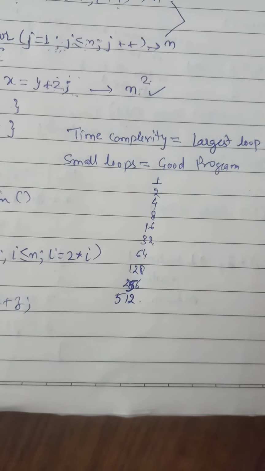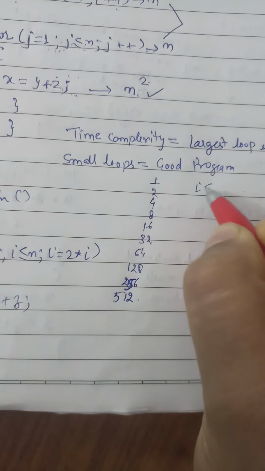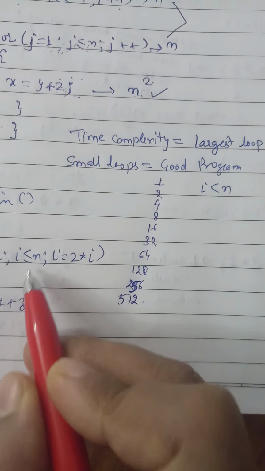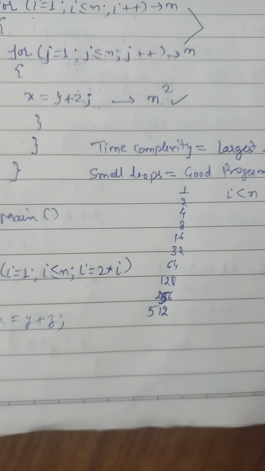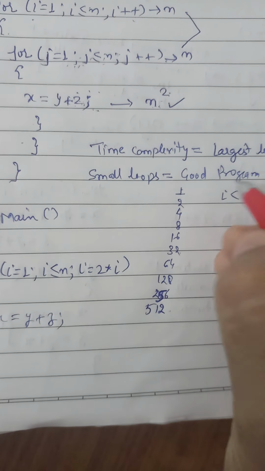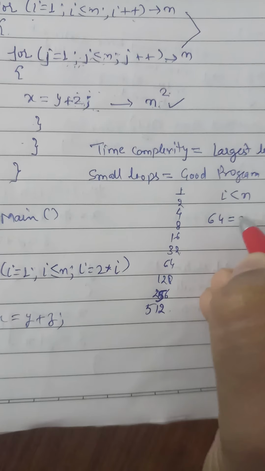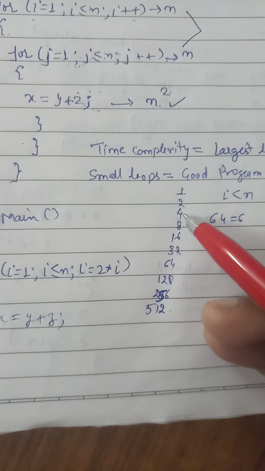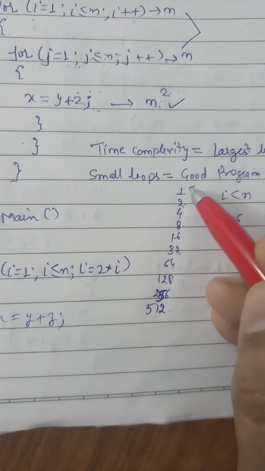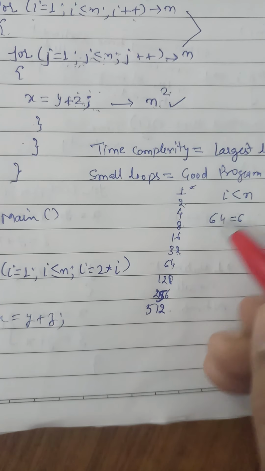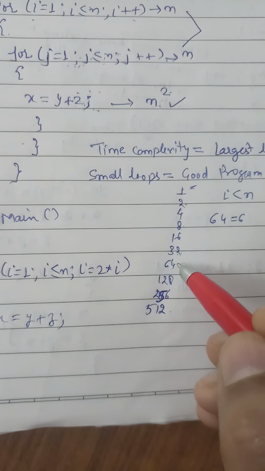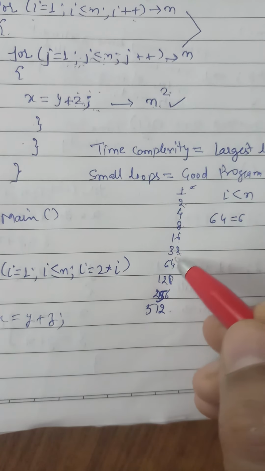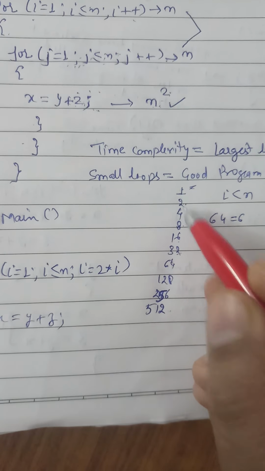For I less than or equal to n, there are two conditions: I is less than n and I is equal to n. So for I less than n, we can count 64 is equal to 6. We can count 1, 2, 3, 4, 5, 6. Because it starts from 1, we cannot count this. But up to 64, we can say 1, 2, 3, 4, 5, 6. It will run 6 times.